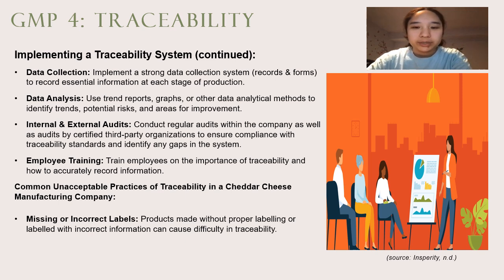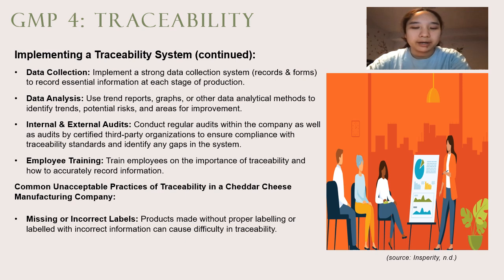So continue on with the implementation of the traceability system. So we have to have a strong data collection system. That means records, forms, documents to record all the essential information at each stage of production. So with all that data collected, we have to have an effective data analysis system using trend reports, graphs, or other data analytical methods to identify trends, potential risks, and areas for improvement in the production.